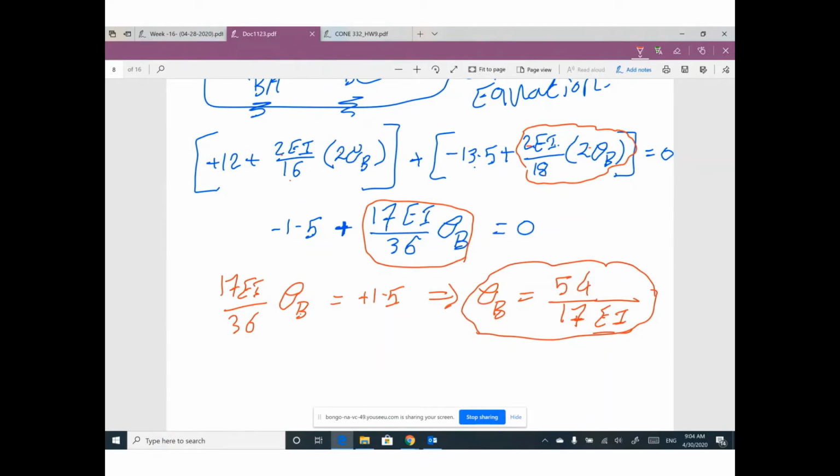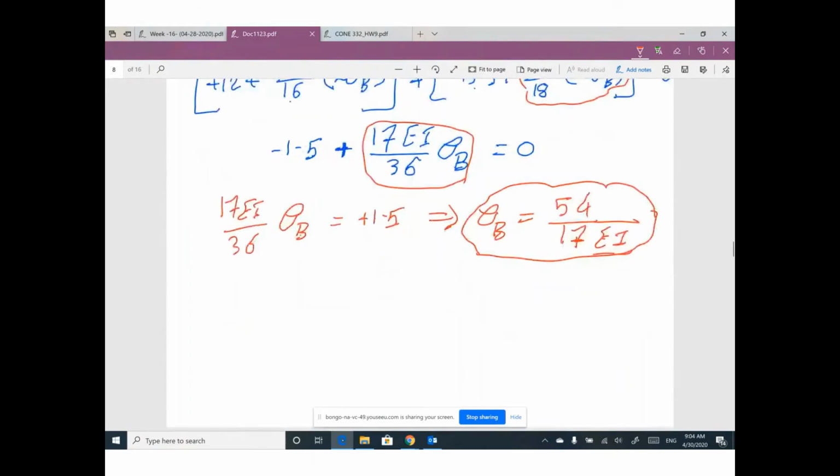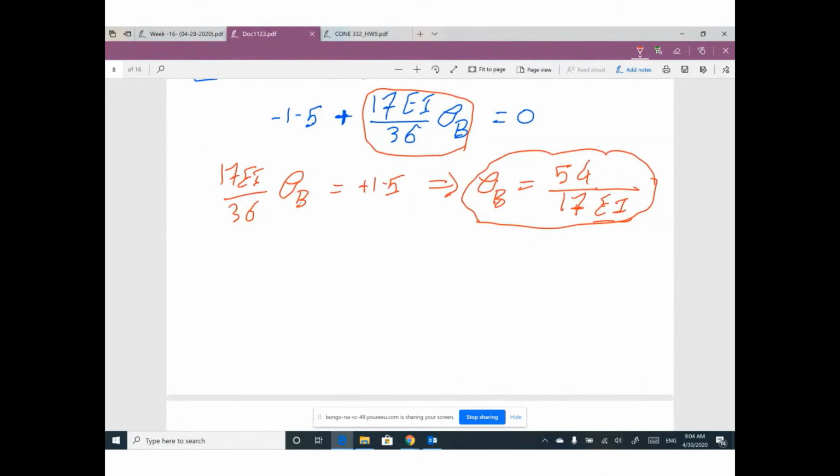EI should be given, but we don't care because it will cancel out. EI should be section properties: E is Young's modulus based on the material, I is moment of inertia. We don't care. I just put this term on the other side. If you move this term to the other side, the numerator will be the denominator and the denominator will be the numerator. Be careful. And I got this final answer.